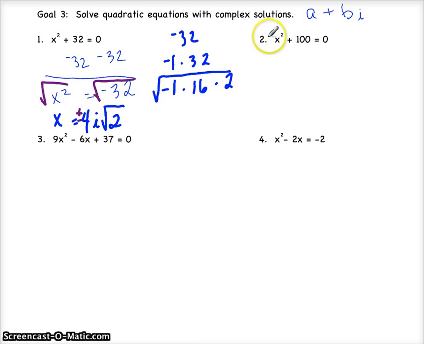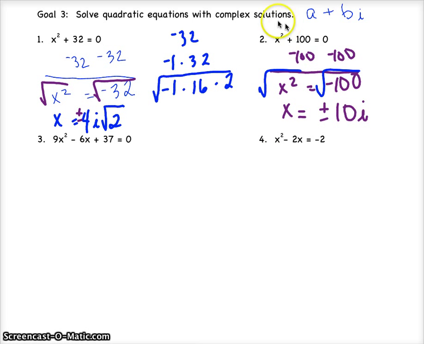I'd like you to pause the screencast and complete number 2, and then turn it back on and check your answer, please. Number 2, we also have one variable, x squared, so we can isolate that by subtracting 100. Take the square root of both sides, and both positive and negative 10i are equivalent to negative 100.